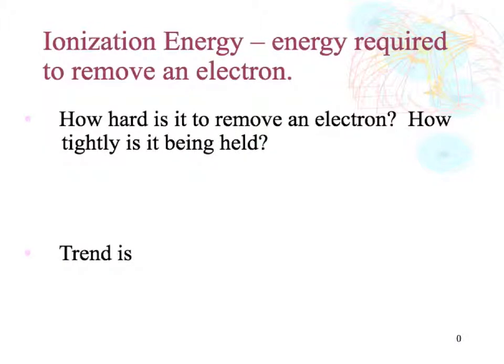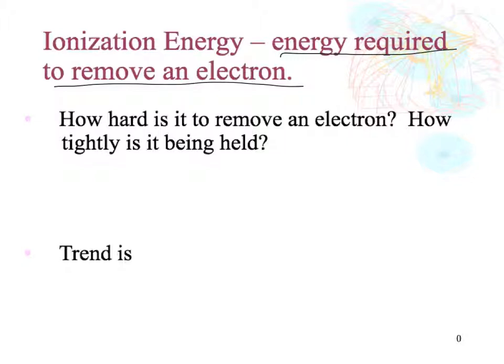All right, so all of the trends are going to be based on the size. So if you get the size down, you're probably fine for everything else. Ionization energy, definition: energy required to remove an electron. So I'm going to try to get an electron away. You have to ask yourself, how hard is it to remove an electron? And the answer is, well, how tightly is it being held?